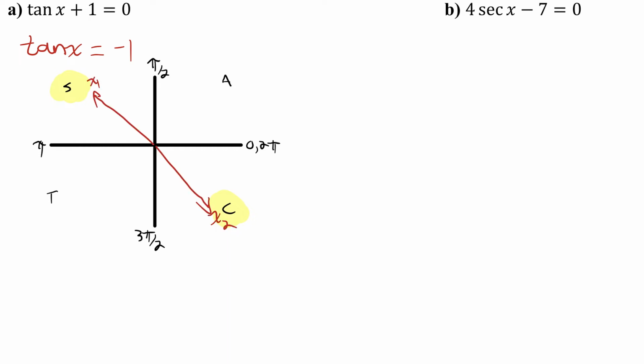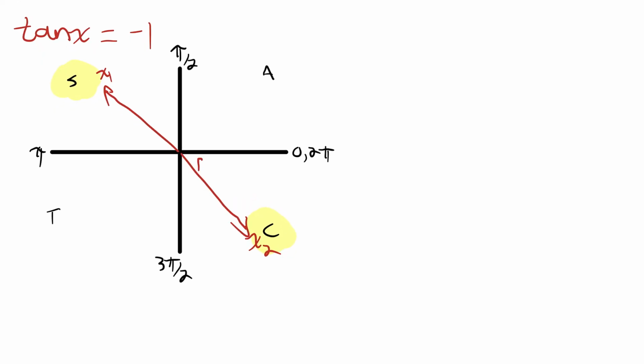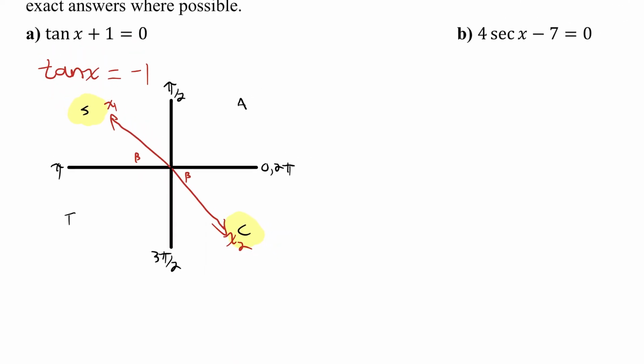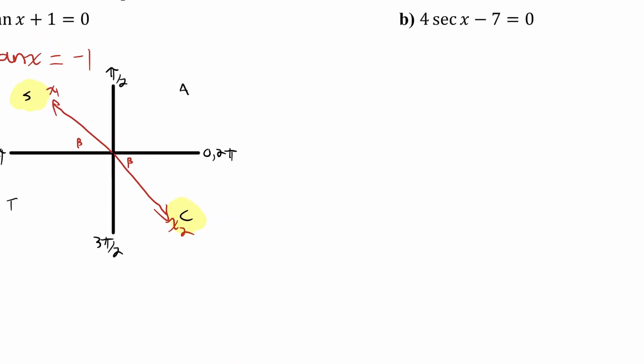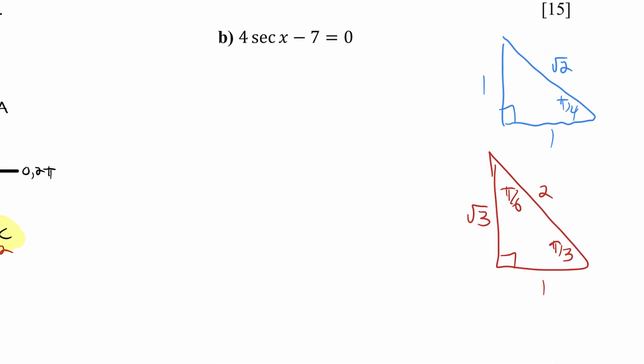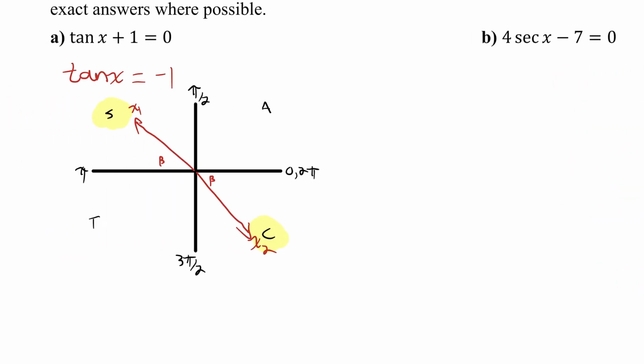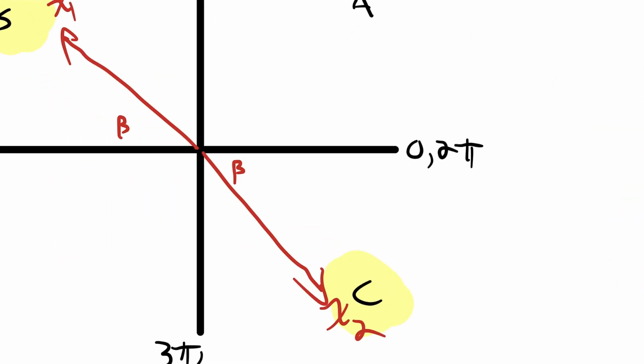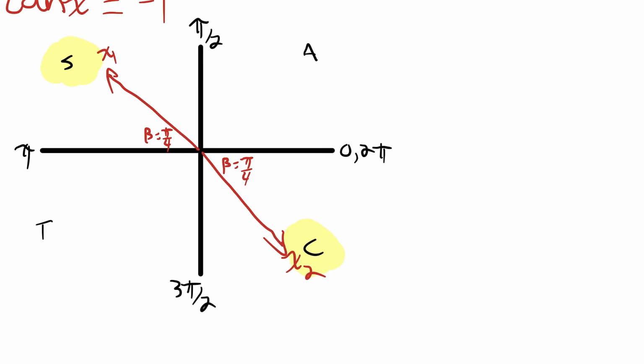And I know both of those principal angles are going to have the exact same reference angle. So I'm just going to label both of them with the same reference angle beta. And then I check and see, can I get that reference angle from my special triangle? Can I get a tan ratio of 1 from a special triangle? Yes. Opposite over adjacent from pi over 4 would be 1 over 1. So if I place pi over 4 as the reference angle in both of these quadrants, I can figure out my two principal angles.